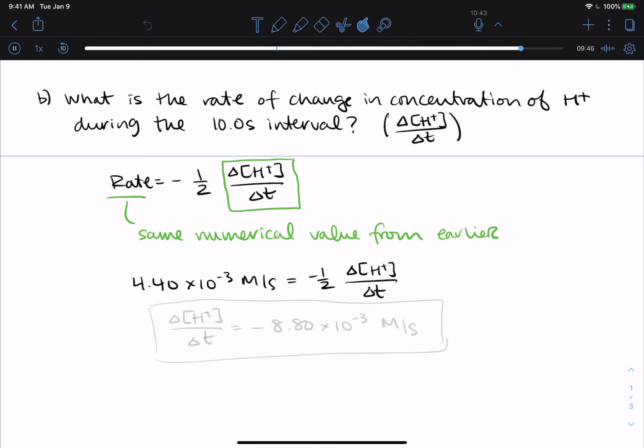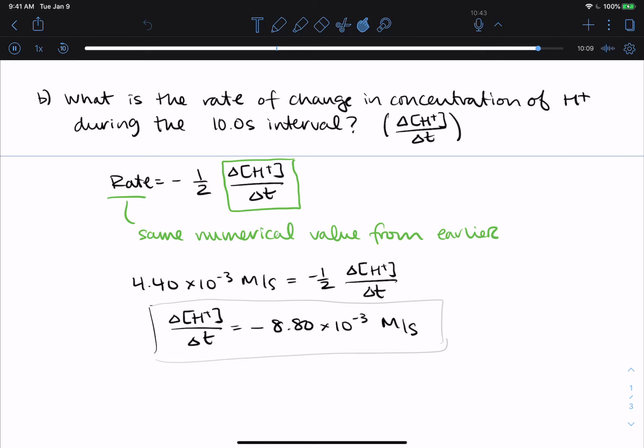So to solve for delta H plus over delta T, I just multiplied both sides by a negative 2. And my delta H plus over delta T, that's equal to negative 8.80 times 10 to the minus third molarity per second.